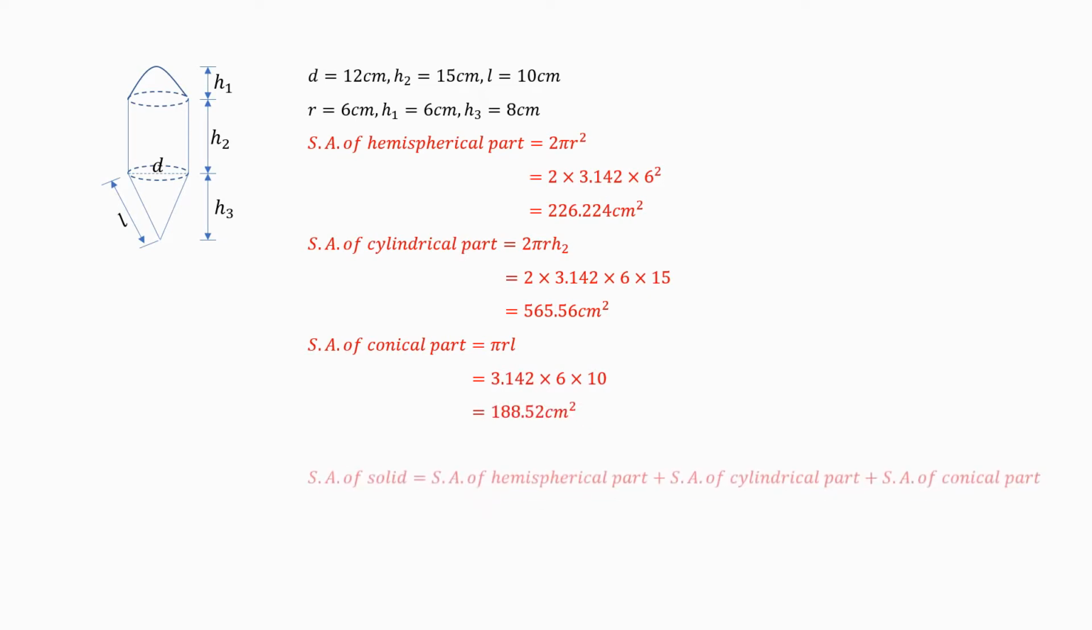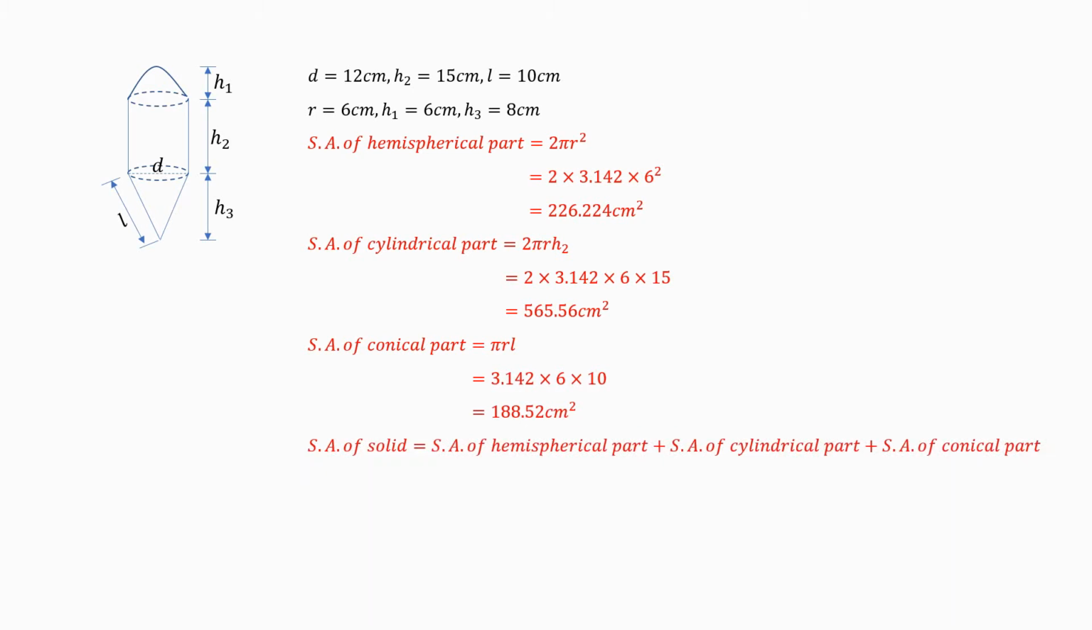So the area of the solid is a summation of the various surface areas, which is 226.224 plus 565.56 plus 188.52, and that totals up to 980.304, and correct to 1 decimal place, it becomes approximately 980.3 square centimeters.